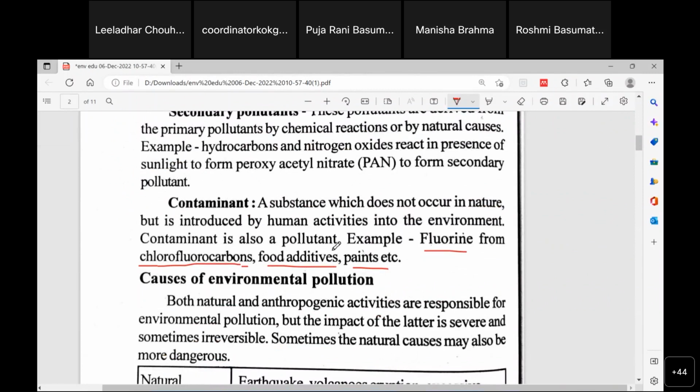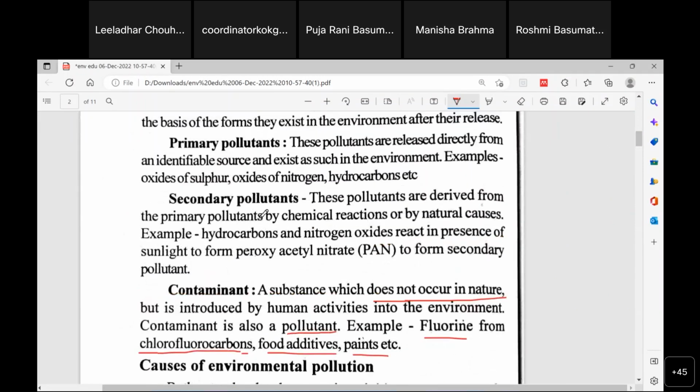So this one is a contaminant, and it is also, of course, a kind of pollutant. But the difference is that it does not occur in nature. And that is the difference from a contaminant.